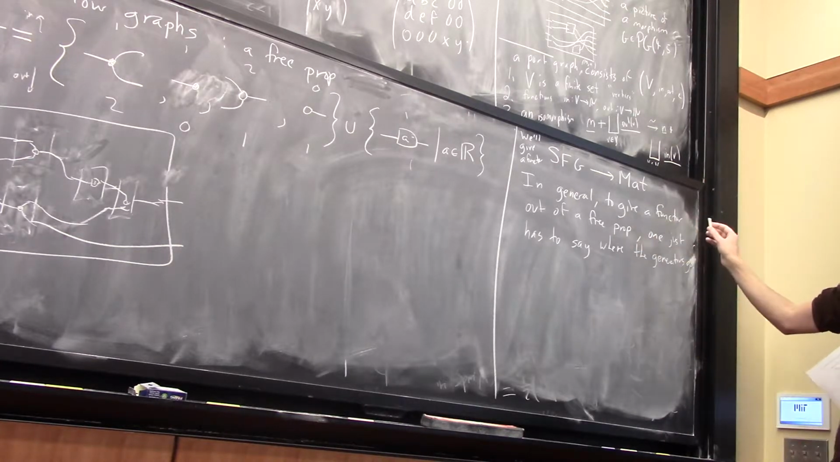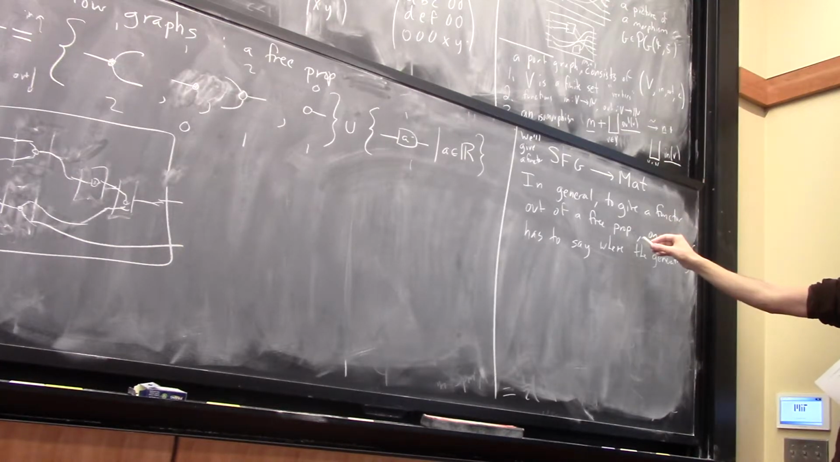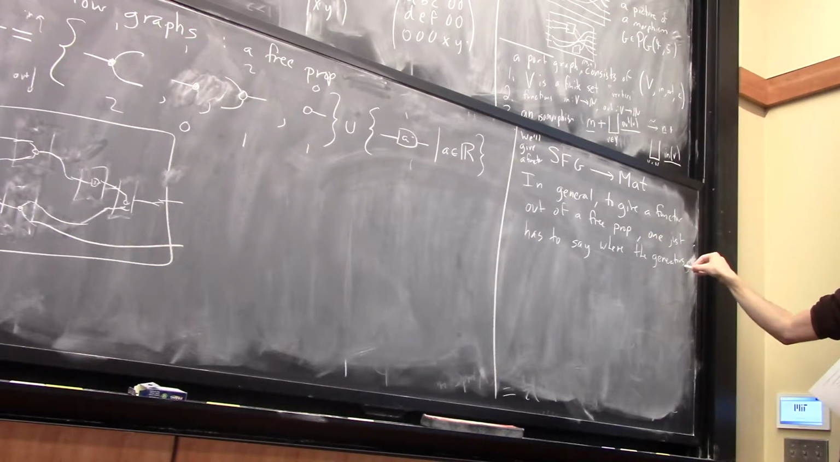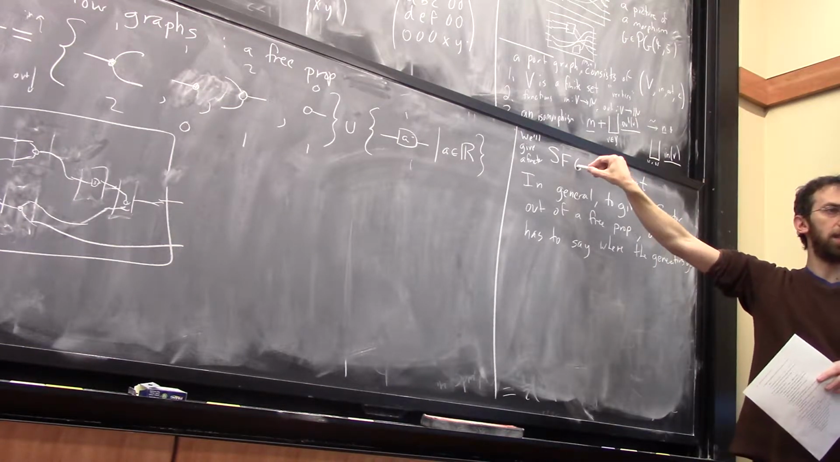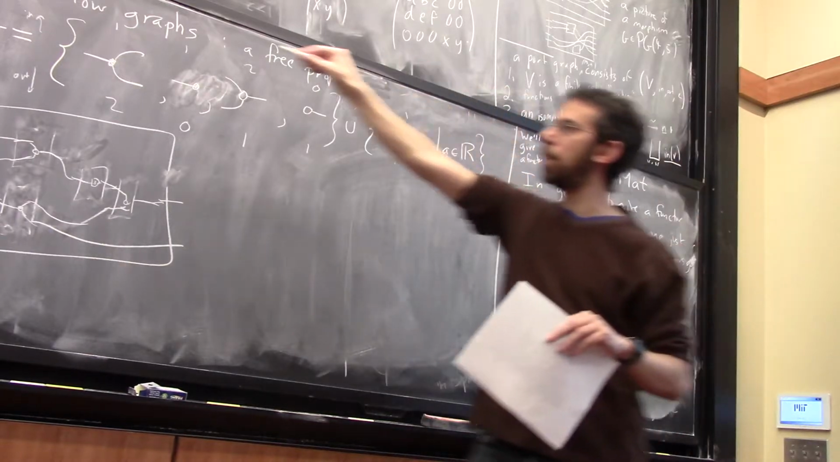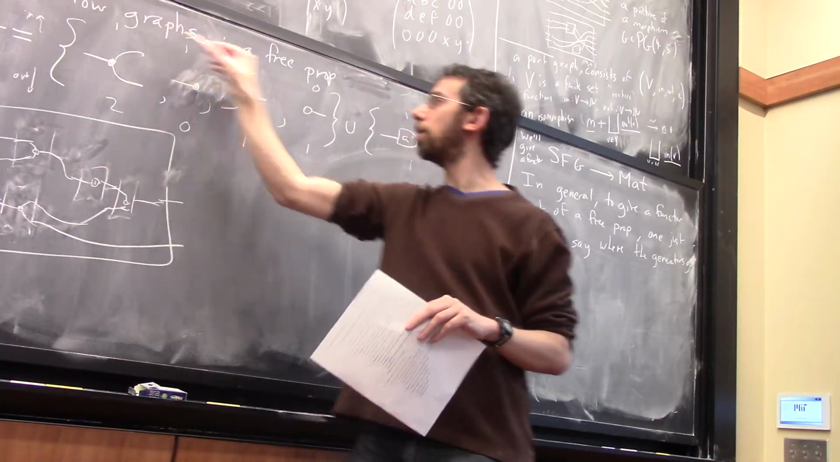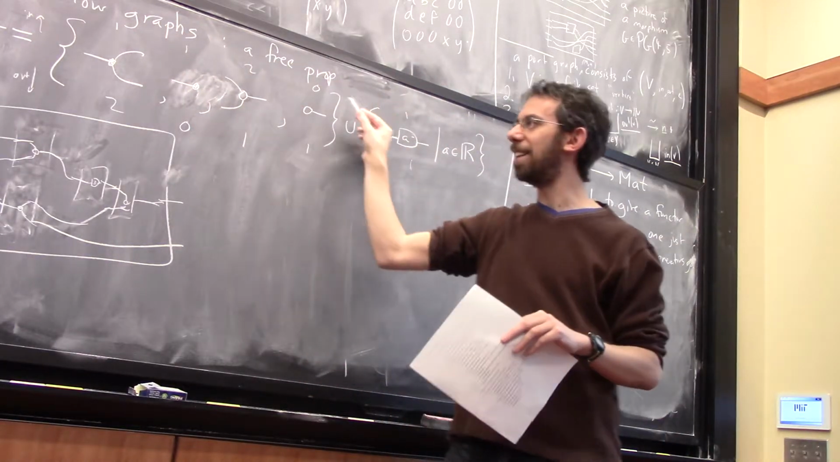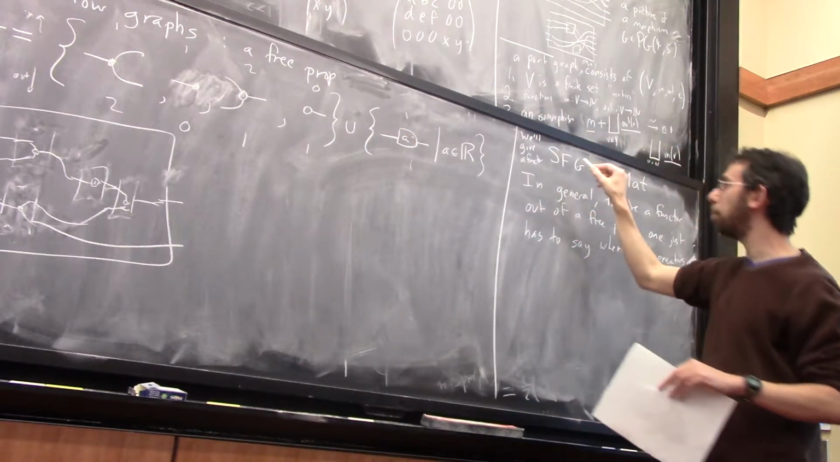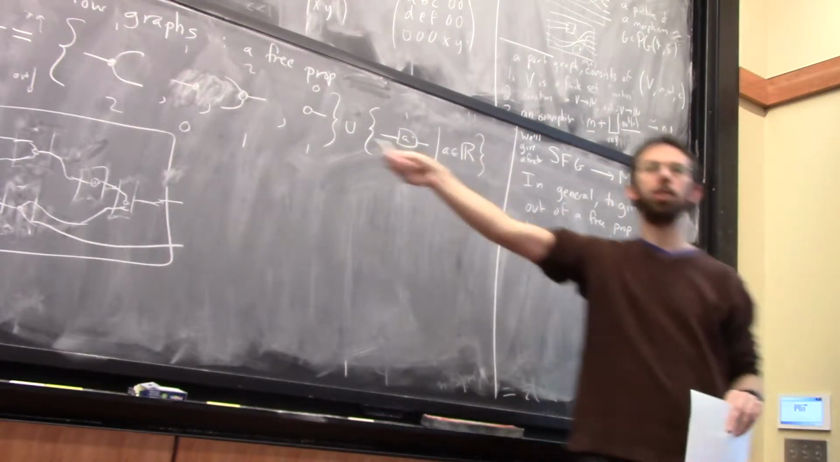So if to give a functor out of a free prop, we just have to say where the generators go, and if SFG, signal flow graphs, is a free prop, then in order to give a prop functor from here to here, we just have to say where the generators go.